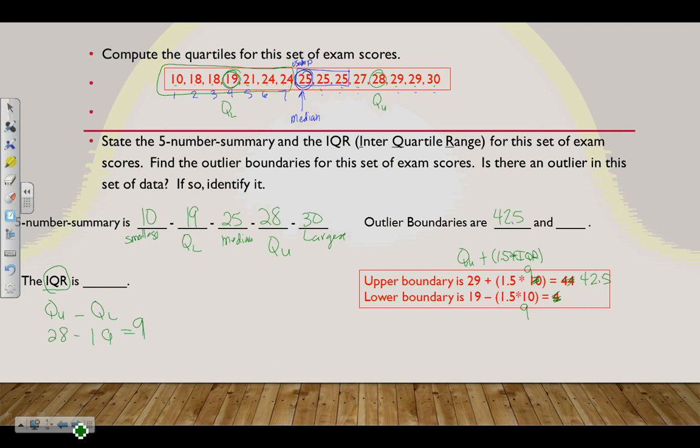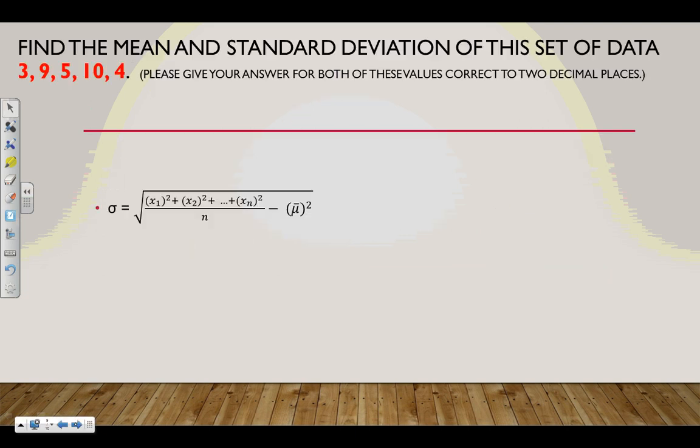And then my lower boundary is going to be 19 minus 1.5 times 9. So I got 5.5 on that one. All right. And that is my lower boundary. Notice that none of our data set points are above 42.5, nor are they below 5.5. So there are no outliers in this set of data.